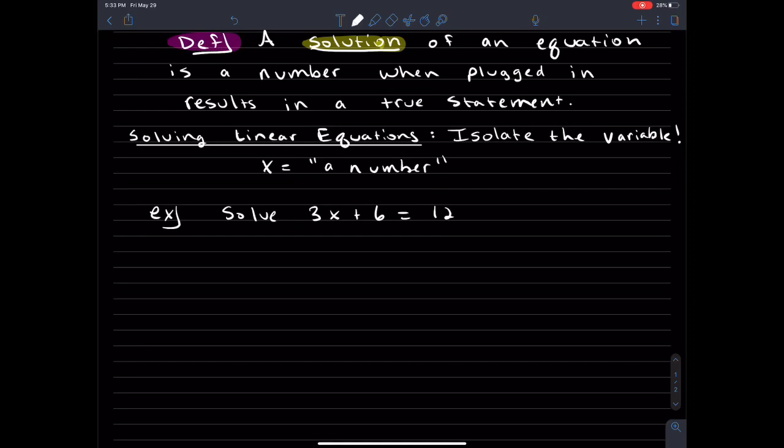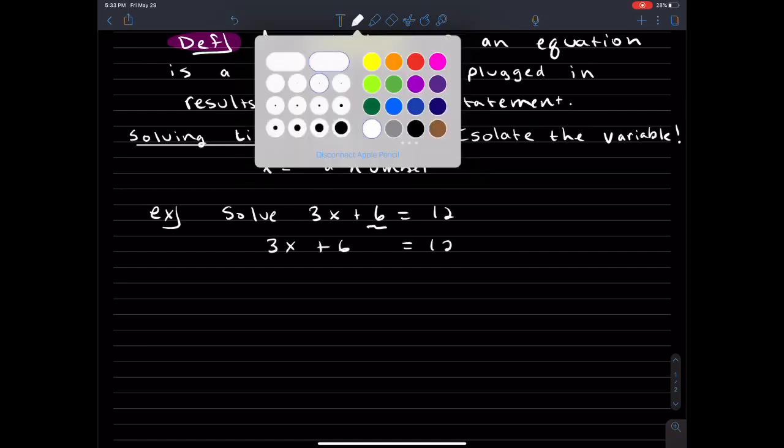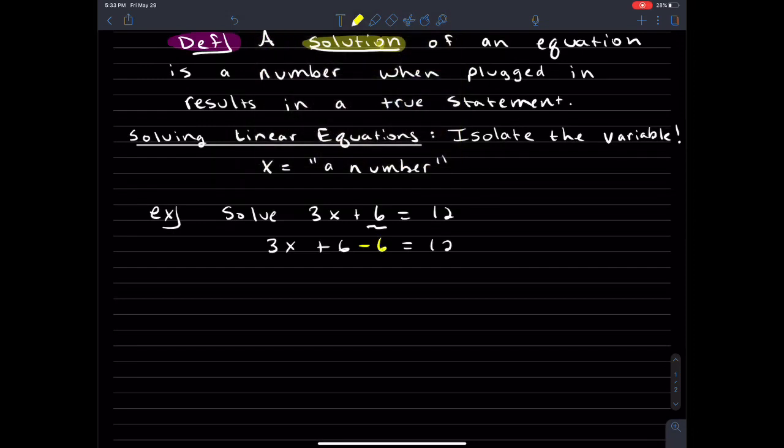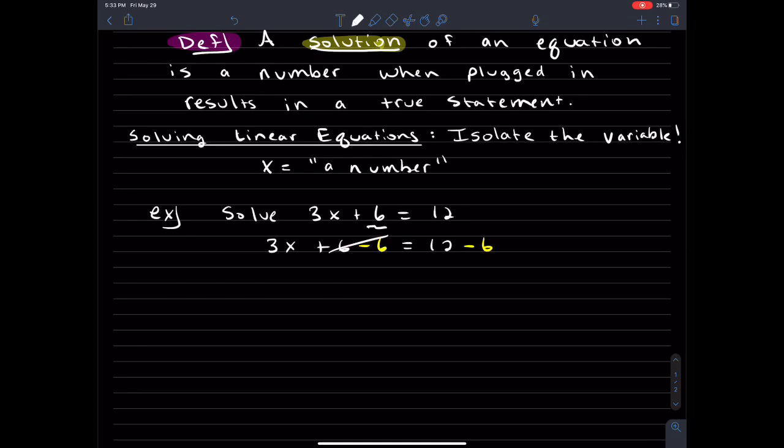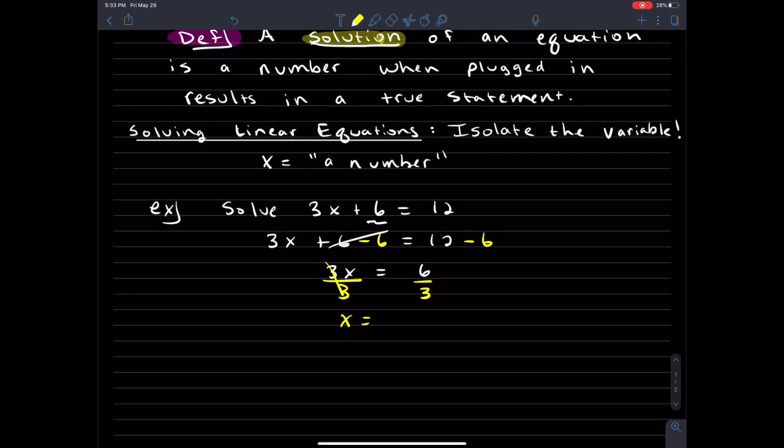We could try to get rid of the 3 first, but then you'd have to divide everything by 3. And in this problem, it's not a big deal, but a lot of times that results in a fraction. So we'll get rid of the 6 first by subtracting 6 from both sides, and they cancel, and then we're left with 3x is equal to 6, and then we could divide both sides by 3. x is equal to 2.